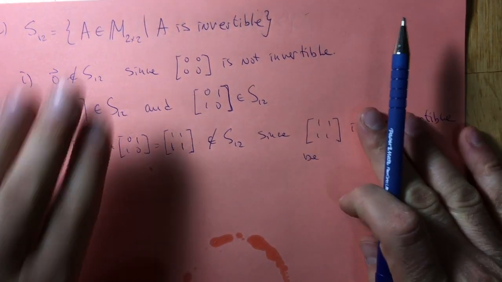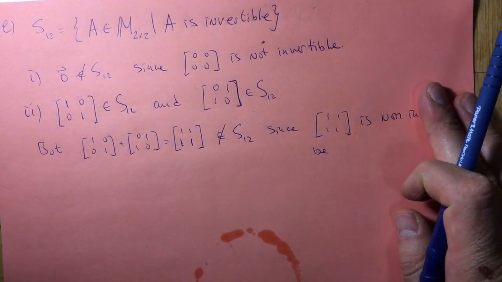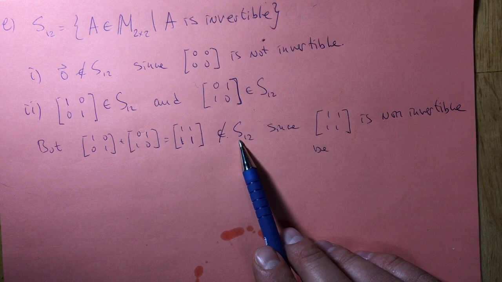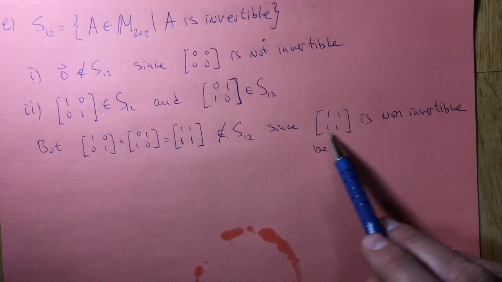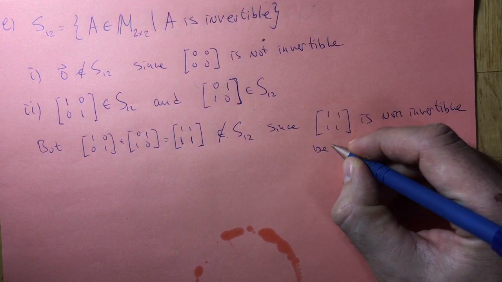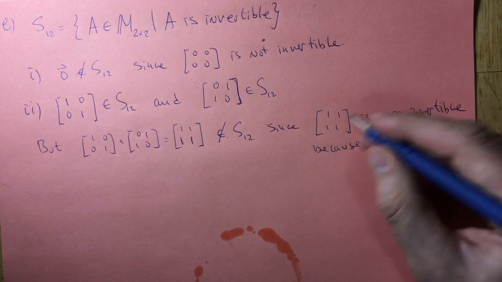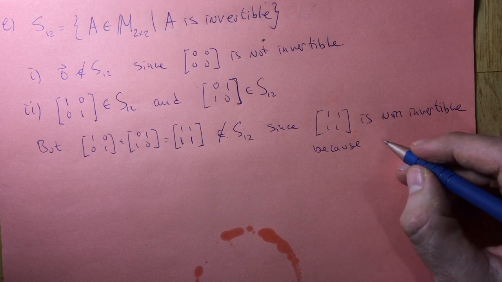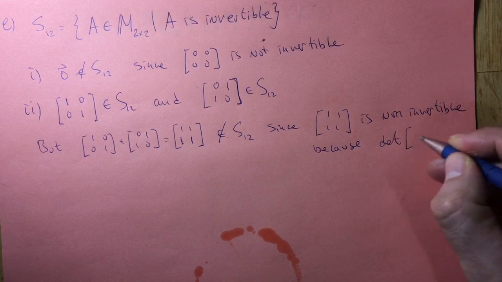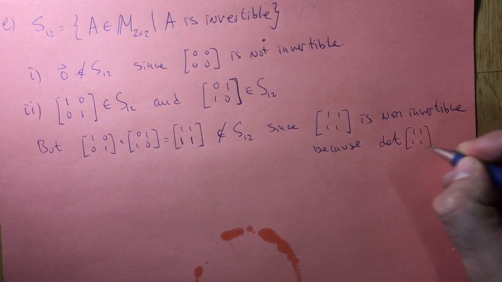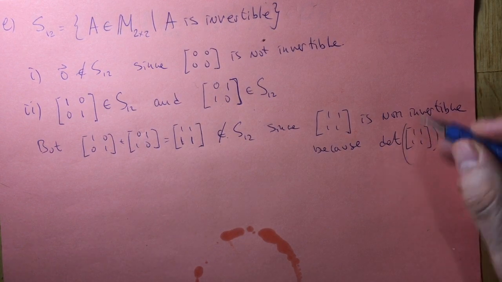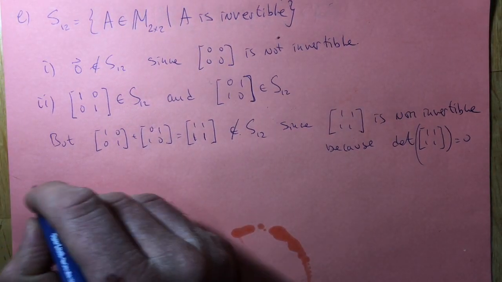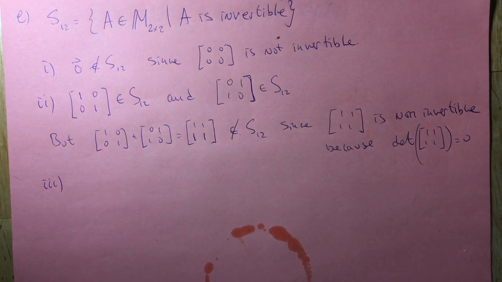So we showed that the sum of two invertible matrices does not necessarily give an invertible matrix, and this matrix here is non-invertible because the determinant is just 1 times 1 minus 1 times 1, which means that it's 0, which means this matrix is non-invertible. And 3, this is also not closed under scalar multiplication.